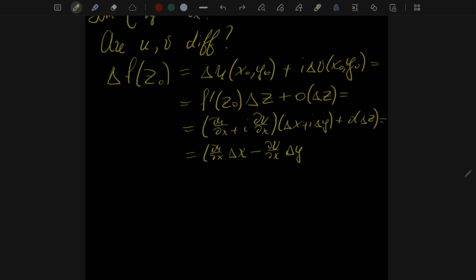And that is not it. I would also like to rewrite small o of delta z as small o of the absolute value of delta z, plus i small o of, yet again, the absolute value of delta z. Okay? This is by our equivalence that I showed earlier. Okay, plus i.